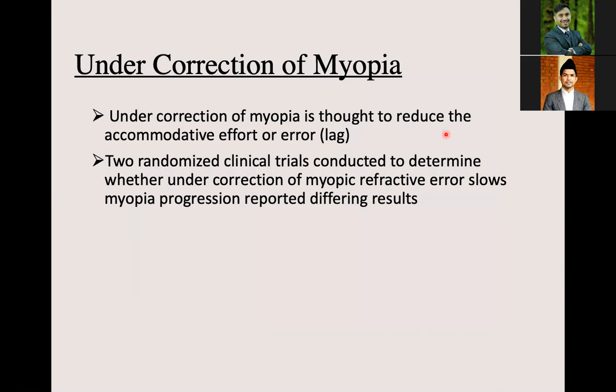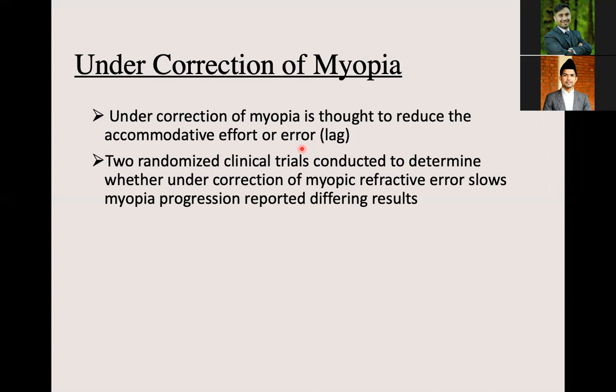And in different studies, another mostly practiced approach is under correction of myopia. It is believed that if we under correct myopia, there is less myopia progression. Under correction of myopia is thought to reduce the accommodative effort or error, that means accommodative lag for near, and which is another reason for the control of myopia progression.